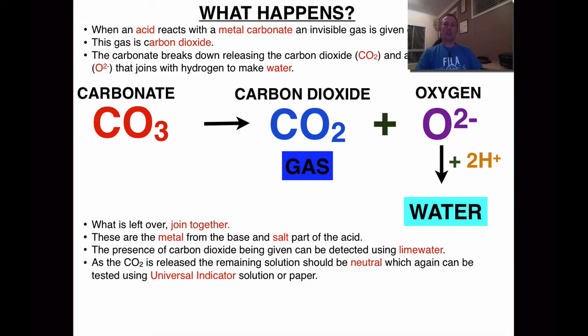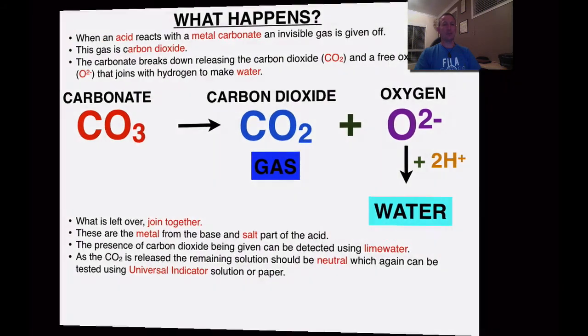We can also test that the solution which is generated is a neutral solution. Remember, carbonate is basic. So if we know that the carbon dioxide is being given off and we know that water is forming in the solution, then the result is we should have equal amounts of OH- and H+ ions. So as a result, it should be neutral. So universal indicator will pick this up and it should go green.